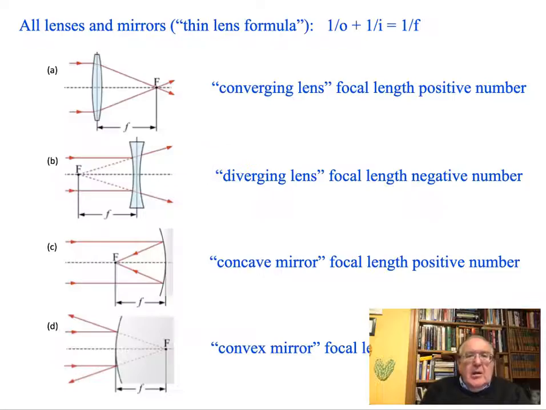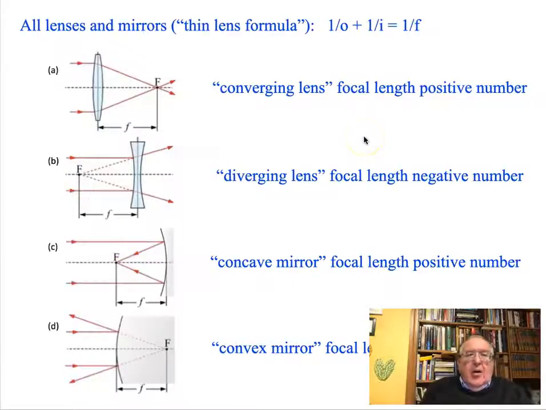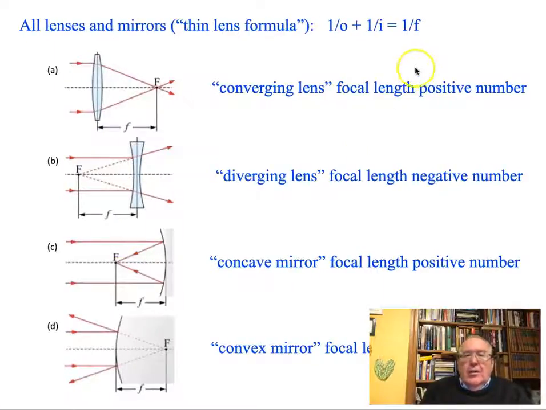Okay. All right, so now here are all of the lenses and mirrors. They all go together in one formula, but we're not going to go into great detail with this. You can look up optics, and this is called the thin lens formula here. O is the object distance, I is the image distance, and F is the focal length of the lens. So here's a converging lens.